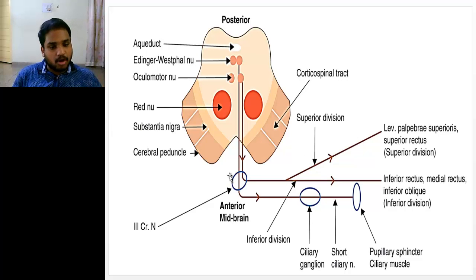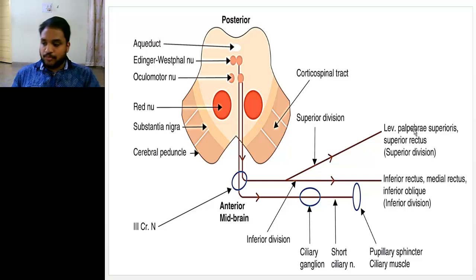Then it passes through the lateral wall of the cavernous sinus and enters the superior orbital fissure to supply all the muscles except lateral rectus and superior oblique, right? So the oculomotor nerve, R3, supplies all the muscles except the LR6 and SO4, that is lateral rectus and the superior oblique. Not only that, it also supplies the levator palpebrae superioris. What does levator palpebrae superioris do? It helps in elevation of the upper eyelid to open the eye.